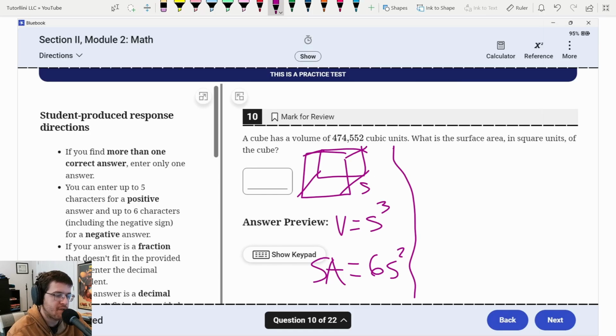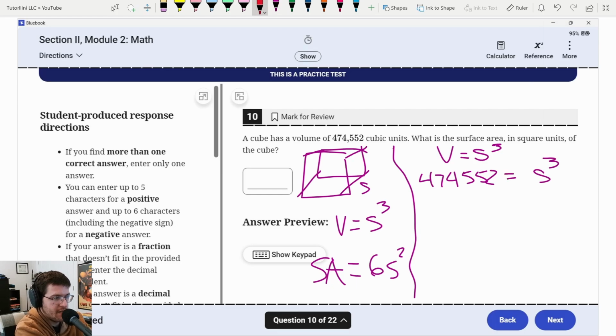Okay, question 10. You're definitely going to want to know these two equations for cubes. The volume of a cube is S cubed, and the surface area of a cube is 6S squared because there's 6 faces. All right, so volume equals S cubed. They told us 474,552.